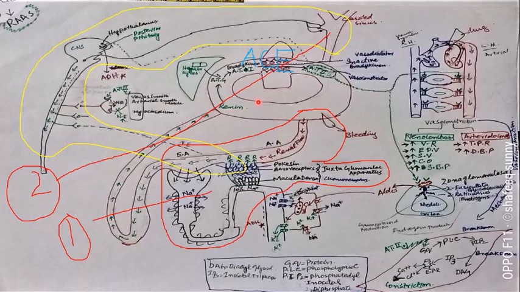When the blood vessels constrict, the blood pressure increases. When angiotensin 2 acts on these blood vessels, they constrict and give the blood pressure rise. Now, in the next video, we will discuss the functions of angiotensin 2.